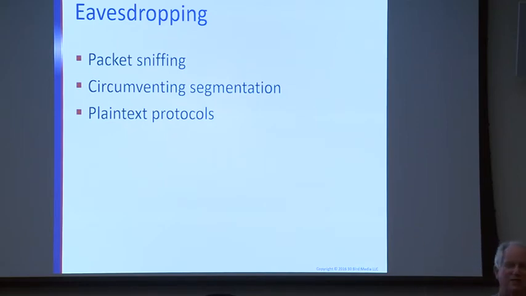So anyway, packet sniffing is an easy way to do this. We can circumvent the segmentation that you might have on your network. So if we've got different segments, if we've got different VLANs, we're going to talk about VLANs a little bit later on, but I could do that. In most cases, we want to capture plain text protocols. If you are encrypting your data, there's no way that we can actually read that data going across.